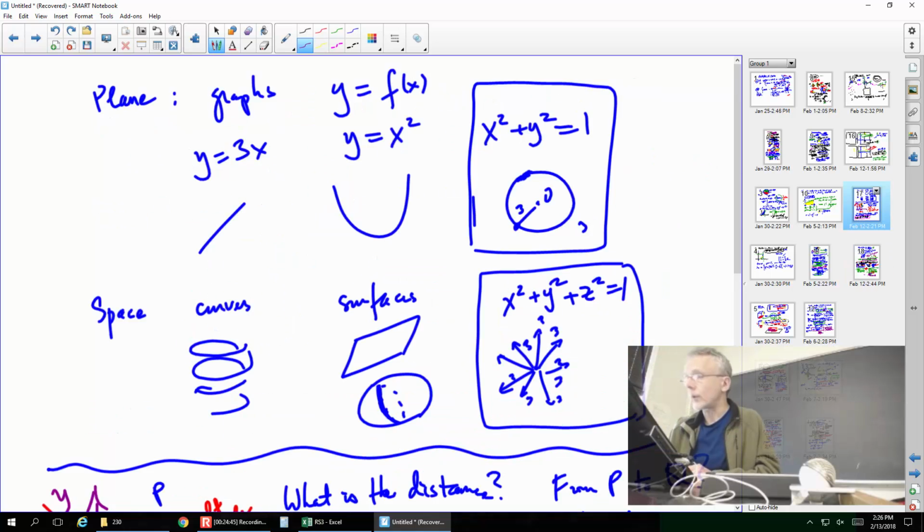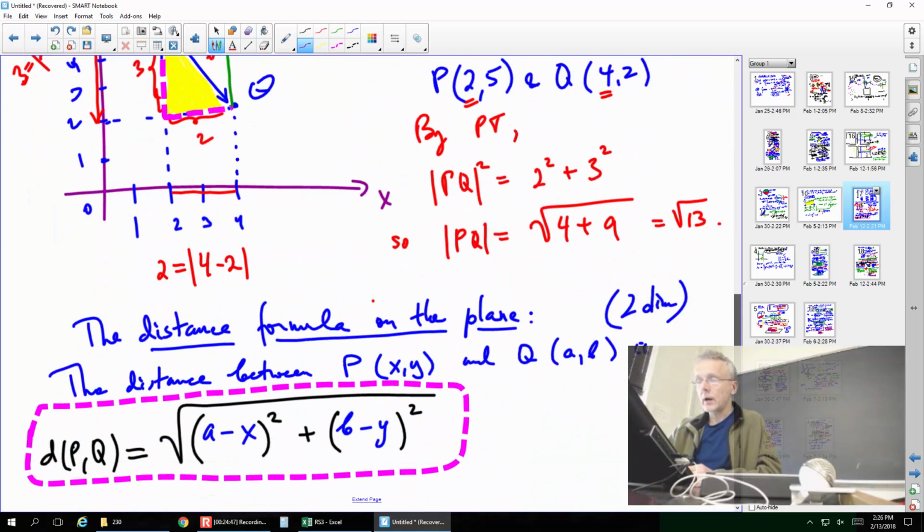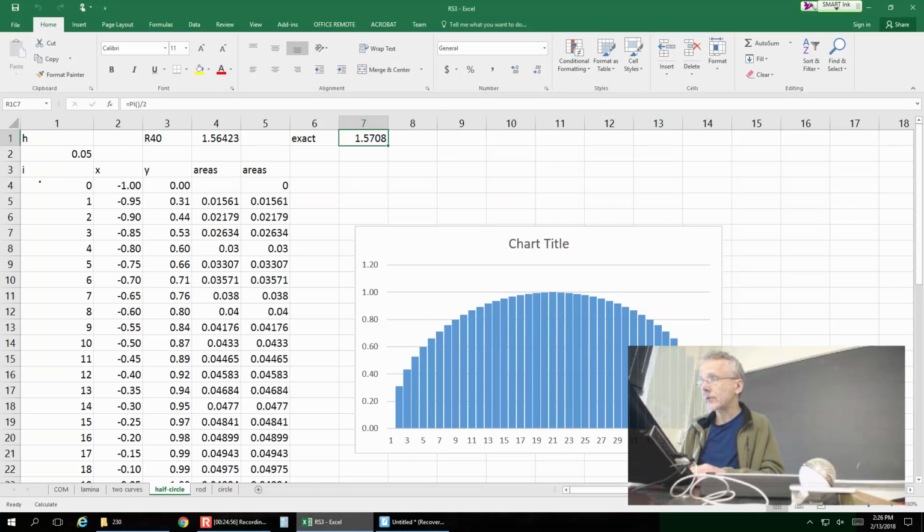Well, this is all we need. That formula over here will give us approximations of the circle. So we'll go from one point to the next. Well, let me just go straight with Excel and do it. Okay, so this one we've seen before. This is how we computed the area of a circle.